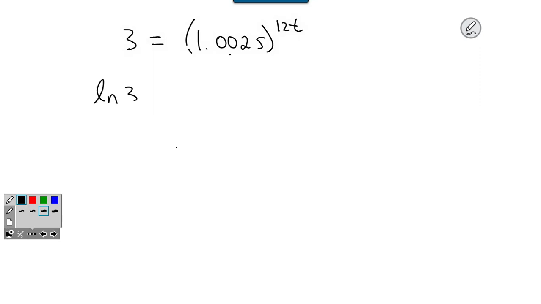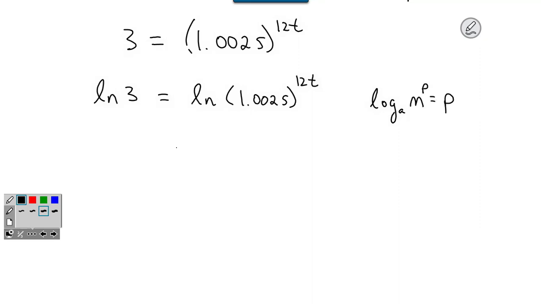I'm going to have natural log of 3 equal to the natural log of 1.0025 raised to the 12t. What applying the natural log to both sides does for me is allow me to get this 12t out of my exponent, because we have that property that says log base a of m to a power is the same thing as that power times log base a of m. That's one of my properties of logarithms that we discussed over in 4.3.